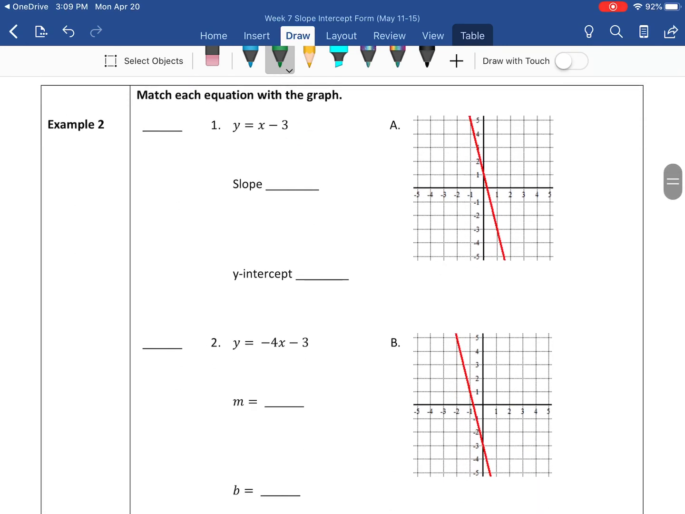Now let's practice. We want to match the equation with the graph. So I'm going to challenge you to go ahead and pause the video and try to do these on your own and then check your answers.